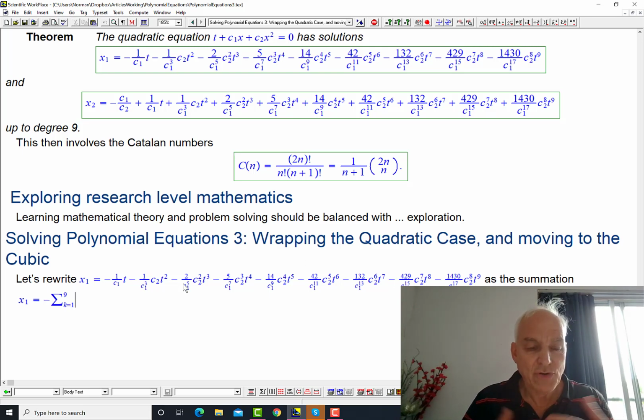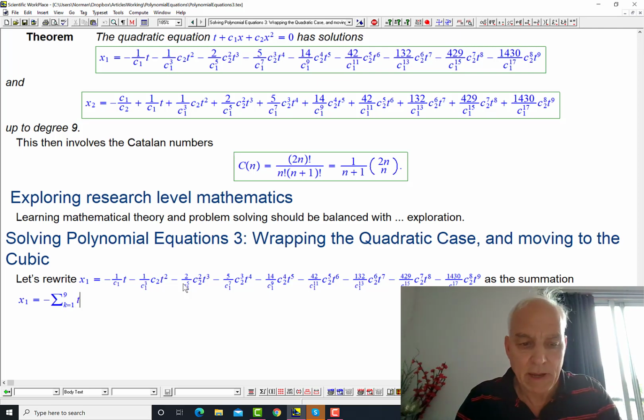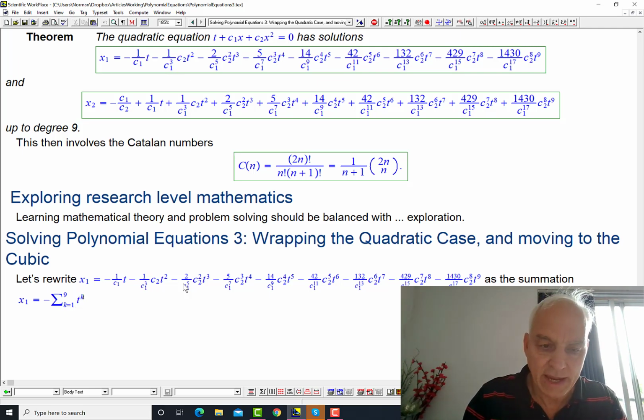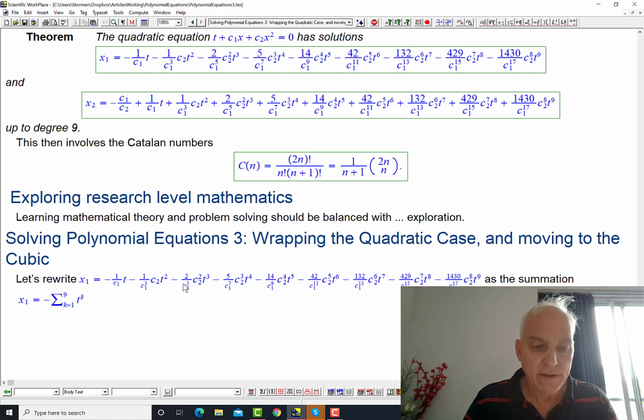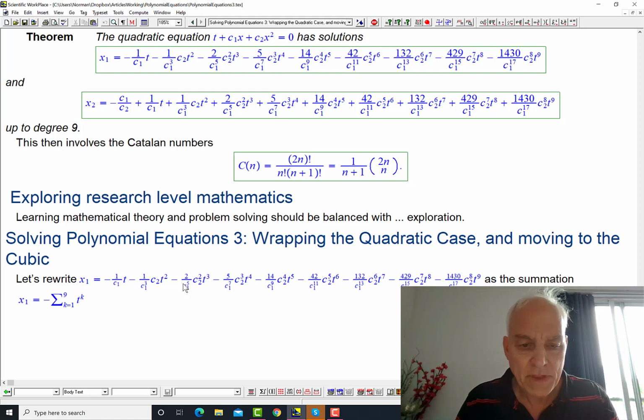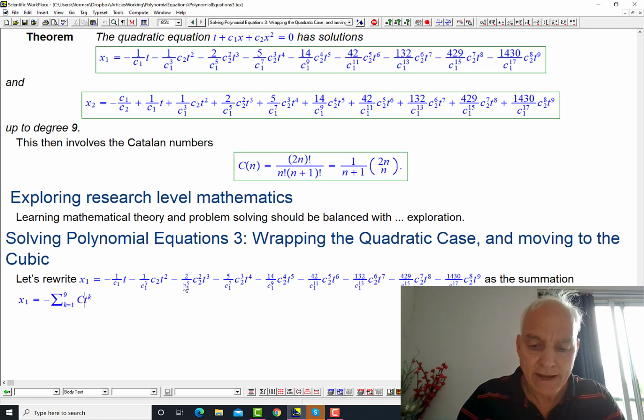Okay, and what are we actually doing? Well, there's a power of t, so t to the k. And then in front of that, there's some coefficients. There's, first of all, a Catalan number. And so we decided that 42 was the fifth Catalan number, and so that's corresponding to the t to the sixth term. So probably we should put c of k minus 1 here.